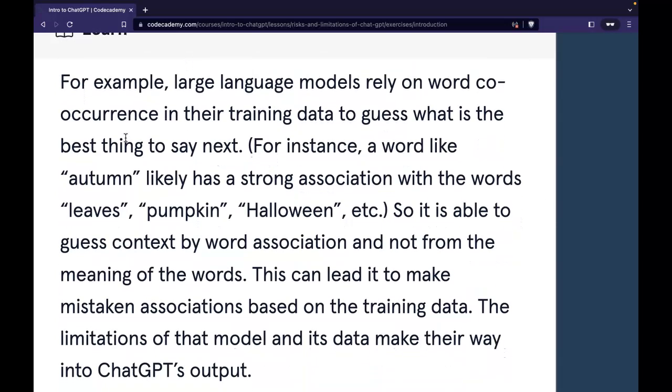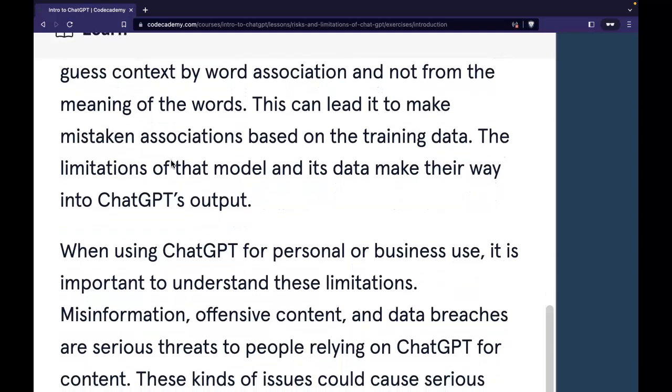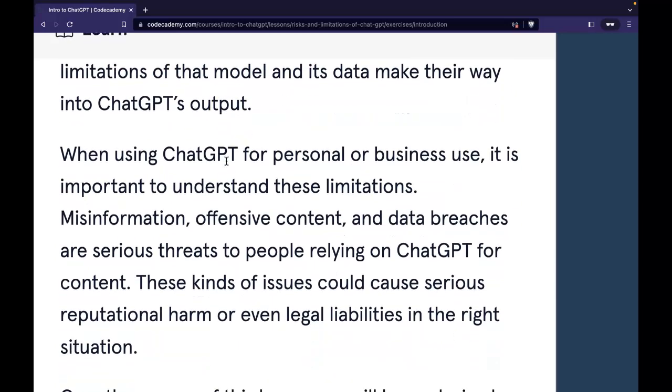For example, large language models rely on word co-occurrence in their training data to guess what is the best thing to say next. For instance, a word like autumn likely has a strong association with the words leaves, pumpkin, Halloween, etc. So it is able to guess context by word association and not from the meaning of the words. This can lead it to make mistaken associations based on the training data. The limitations of that model and its data make their way into ChatGPT's output.